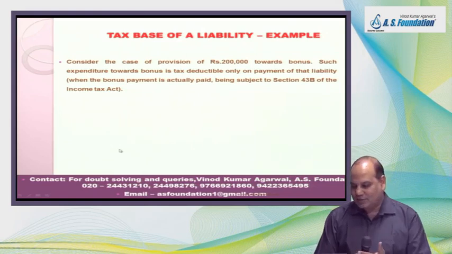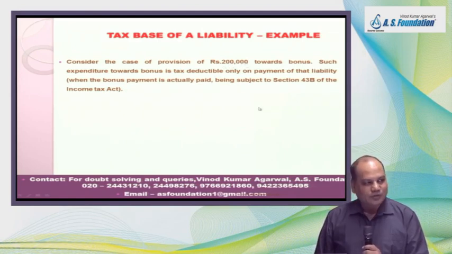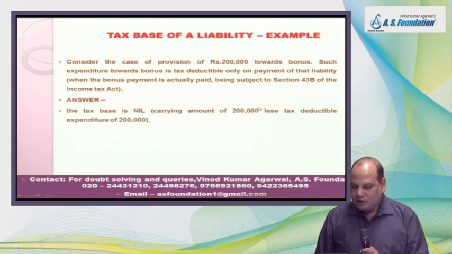What is the tax base? Carrying amount is 2 lakh rupees. Entire 2 lakh will be allowed as deduction in future. So right now the tax base is nil. So write the answer: the tax base is nil. You want to write an explanation? In bracket write: carrying amount of rupees 2 lakh less tax deductible expenditure in future rupees 2 lakh.